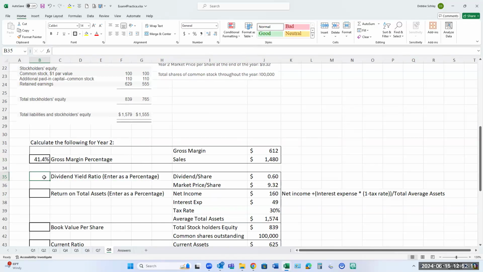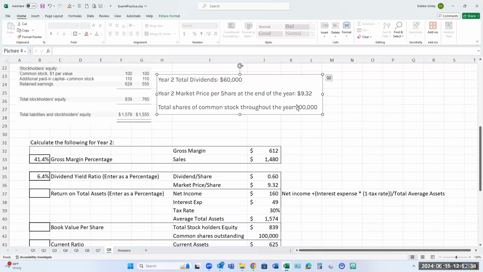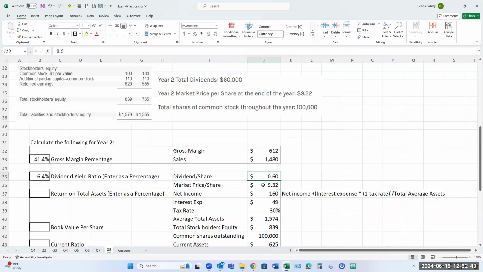Okay, dividend yield ratio. So the dividend per share, I took, let's see, what did I take? How did I get that 60 cents? To get that 60 cents, I took the dividends of 60,000 and divided it by the number of shares of stock to get the dividend per share of 60 cents. And market price per share was given to me.